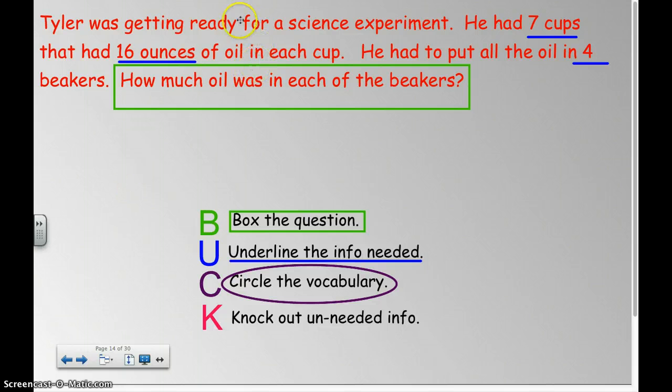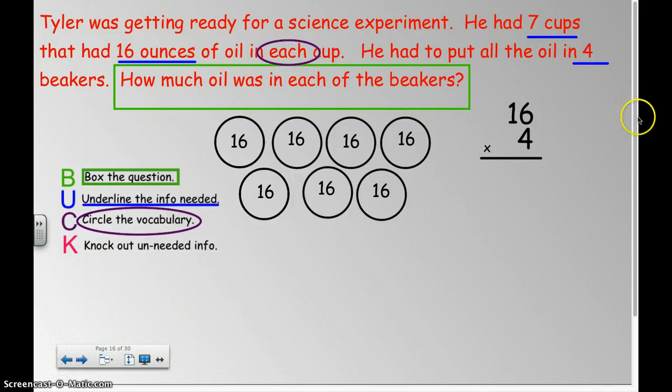Then I'm going to underline the information that I need. He was getting ready for a science experiment. He had 7 cups that had 16 ounces of oil in each cup. He had to put all the oil in 4 beakers. So there were 7 cups with 16 ounces in each cup. Then he had to split that up. So this is going to be a 2-step problem, I can already tell. So first, I'm going to do the 16, and he had to put the oil in all of the beakers. And he had 7 cups that had 16 ounces of oil in each. So that's going to be a strip diagram.